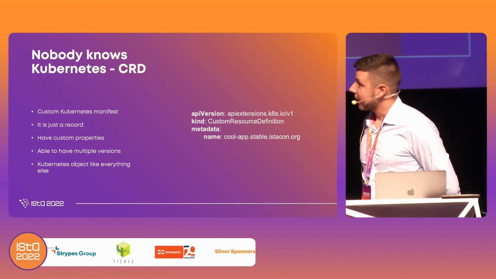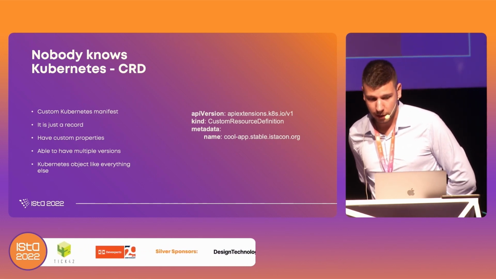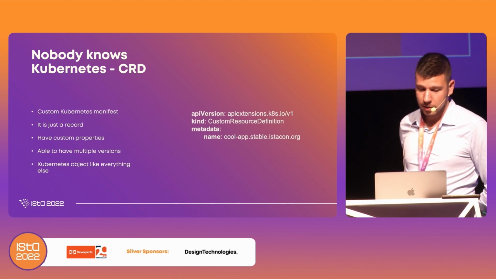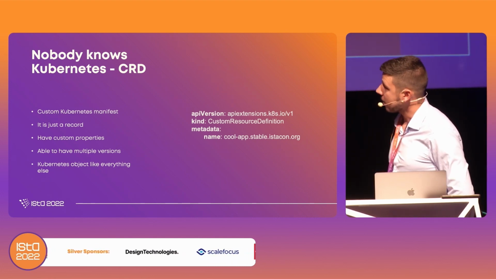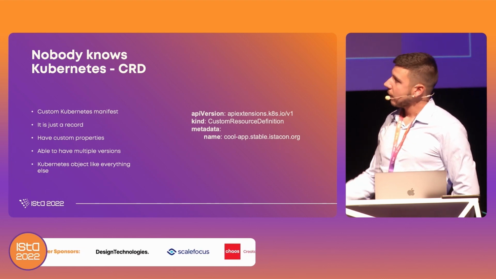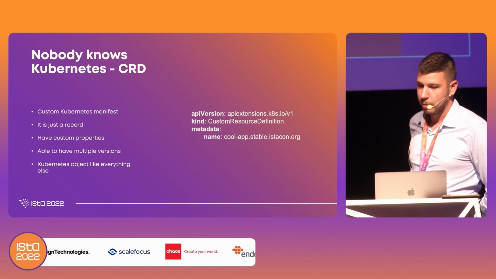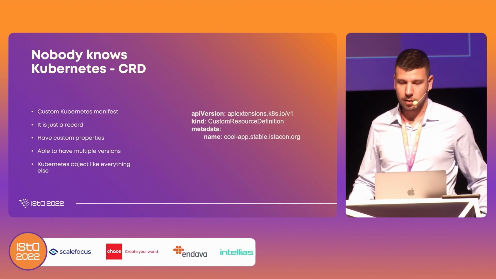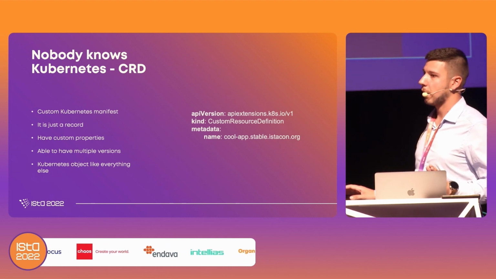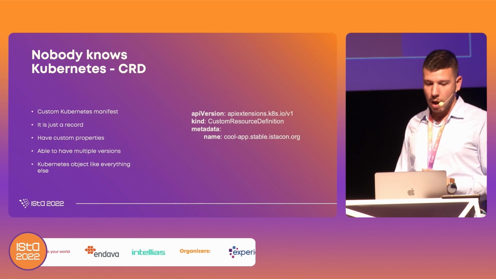So CRDs are custom Kubernetes manifests, as everything is. So we deploy via custom Kubernetes manifests, which we write. I'm going to show an example just later on. And it is just a record inside Kubernetes, so it does not perform any action by itself. It is just a record inside our, let's say, SQL database. We can imagine it like this. This is a very simplistic explanation.